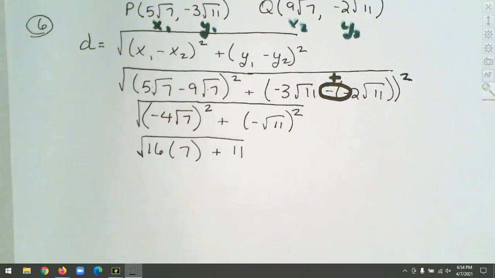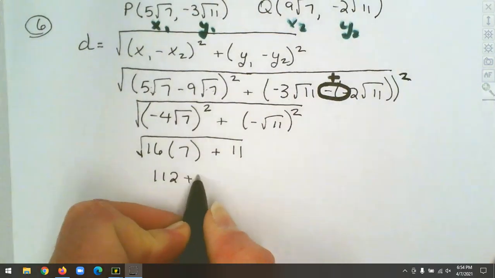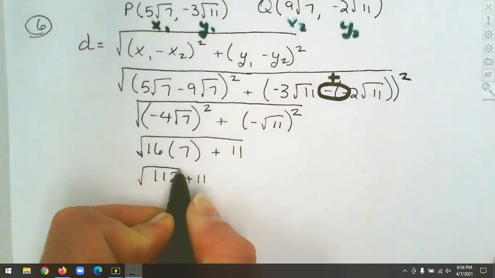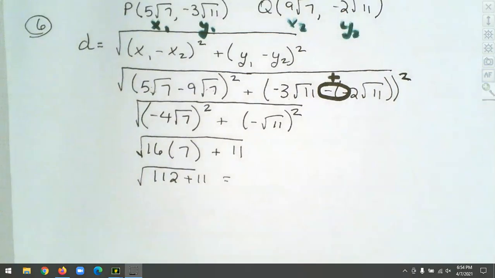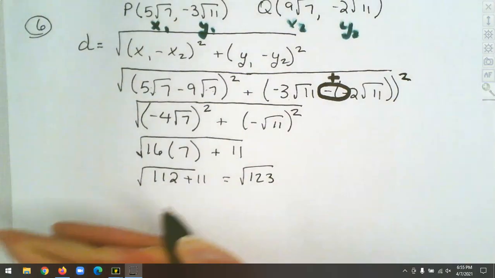Okay, so we were back here. So what we're going to do, we're going to take that 16 times the 7. That's 112 plus 11. That gives you the square root of 123.